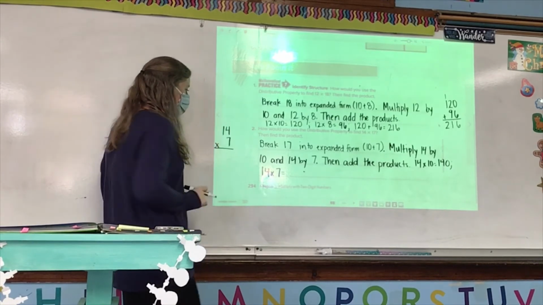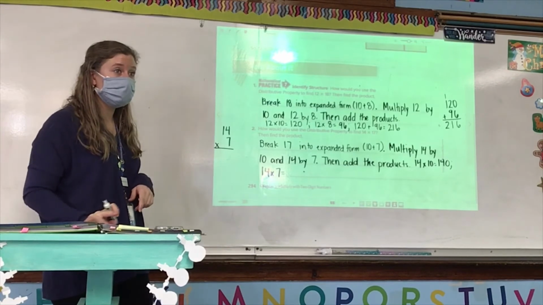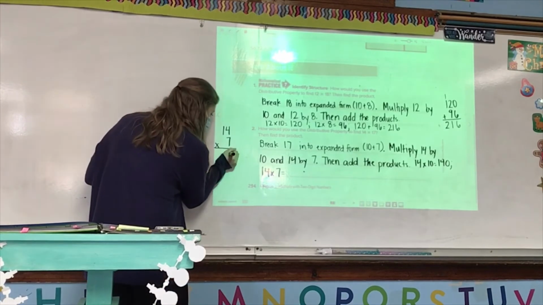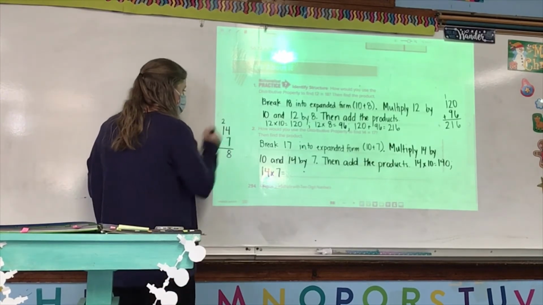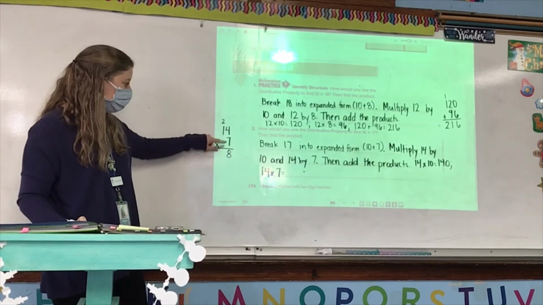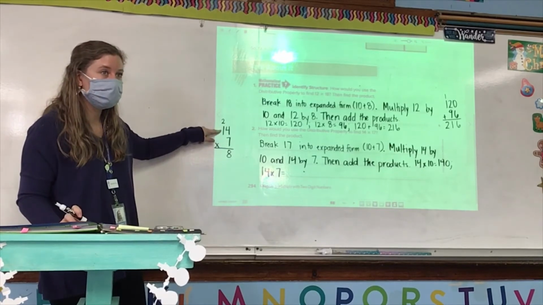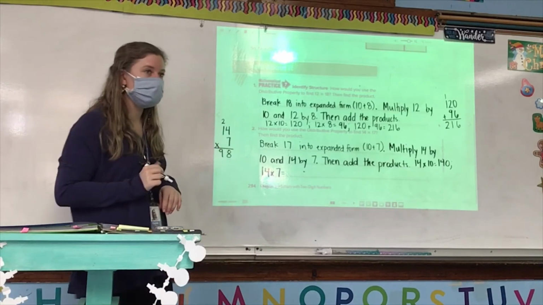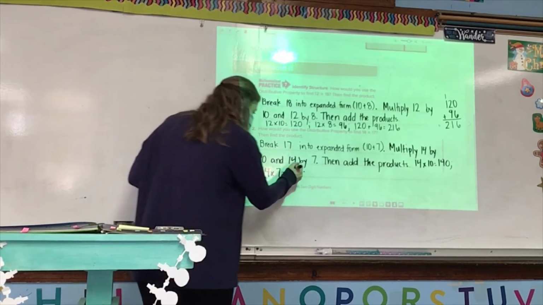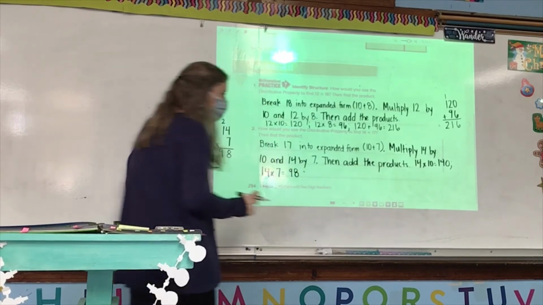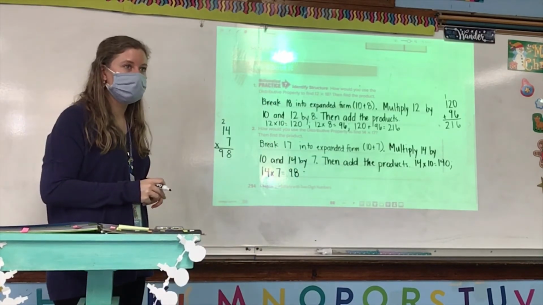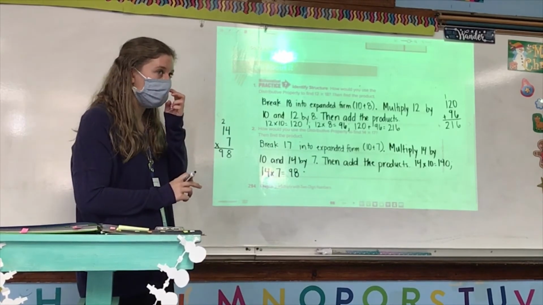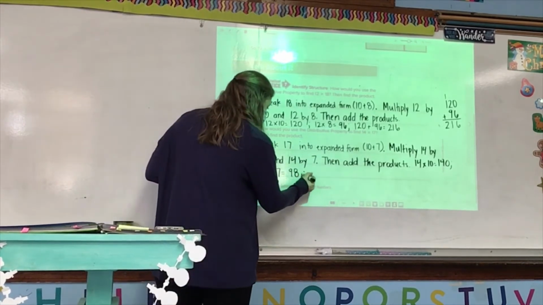14 times 7. So we know, step 1, solve the ones. 4 times 7 is what, Mason? 28. Keep the 8 in the ones place, regroup the 2 to the tens place. Now we multiply the 10. 7 times 1 is what? 7. Plus 2 is 9. So that means 14 times 7 is 98. Are we done? No. Is our answer 140 and 98? No. Because what do we have to do next? What's the last step to doing distributive property? Add 140 plus 98. Add the product.